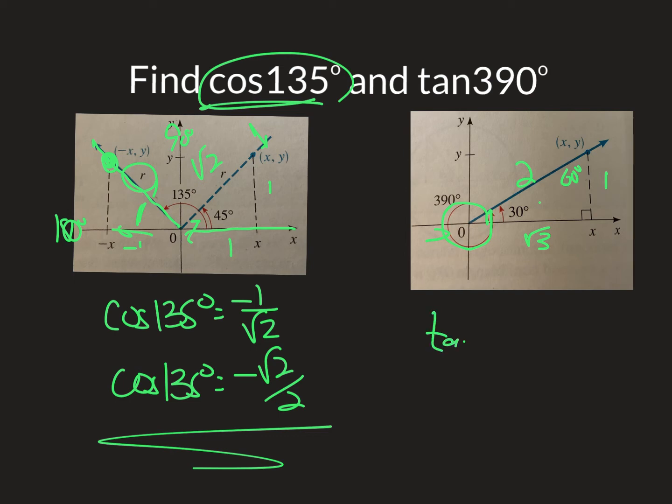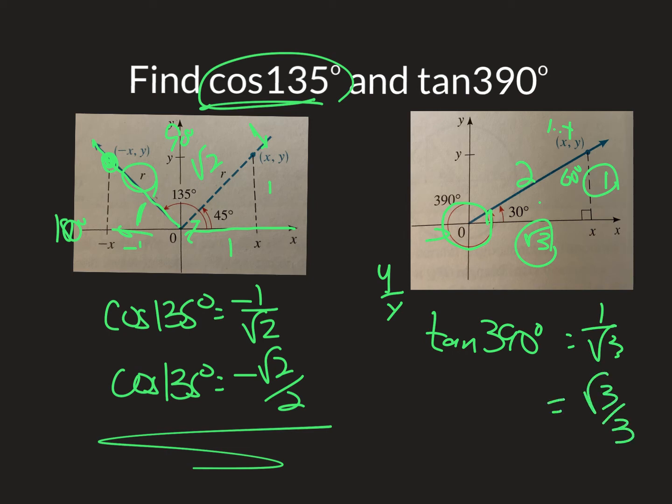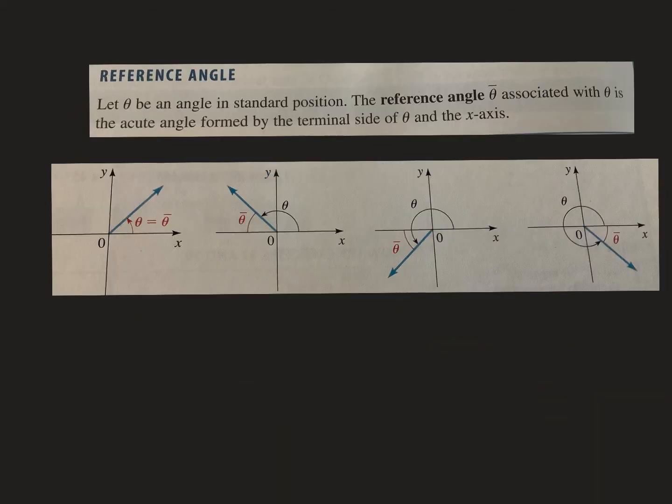Okay, so tangent 390, which is in the first quadrant, by the way. And in quadrant 1, everything is positive. So x is positive, y is positive. Remember, tangent is y over x, or opposite over adjacent. So I'd go 1 over the square root of 3. That's a terrible denominator. Just rationalize that, get the radical off your denominator. And there it is. It's positive again because it's in quadrant 1.